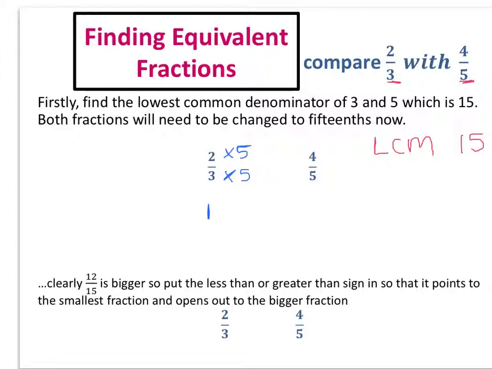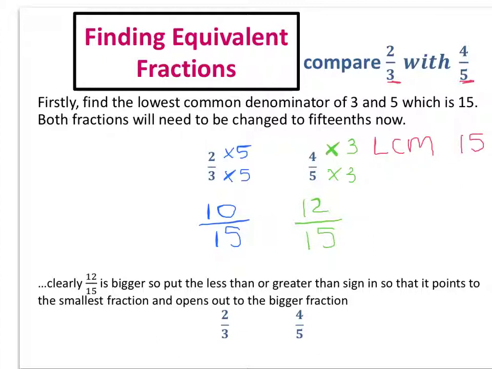So now we have 10/15. To our second fraction, we also want to make the denominator 15, so we're going to multiply our second fraction, the numerator and the denominator, by 3, which will give us a fraction of 12/15.